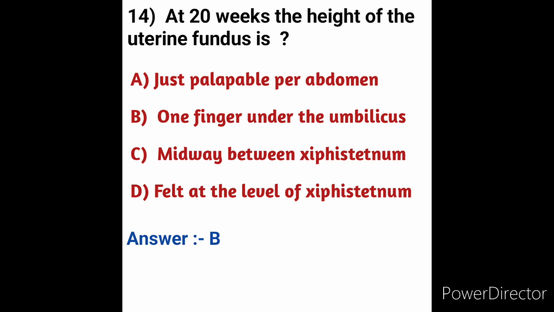At 20 weeks, the height of the uterine fundus is, option B is the correct answer, one finger under the umbilicus. As a nurse, we can know the uterine fundus height through the antenatal assessment. At 20 weeks, the height of the uterine fundus is one finger under the umbilicus. Option B is the correct answer.